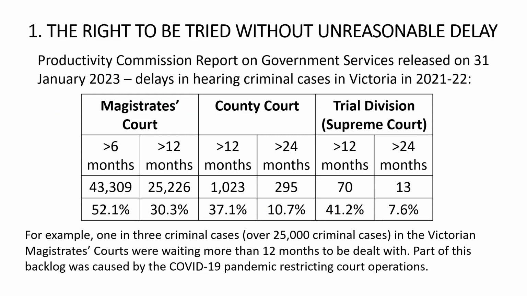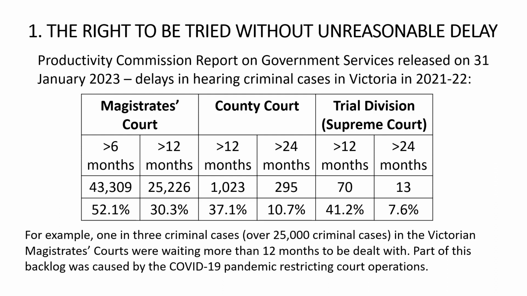As this slide shows, there are currently significant backlogs in the Victorian criminal justice system which result in accused people suffering from lengthy delays in having their cases dealt with by the courts. According to a report by the Productivity Commission released in January 2023, these delays are occurring across the Victorian criminal court hierarchy. These delays are most serious in the Magistrates' Court, where, for example, around 30% of criminal cases, that is, over 25,000 criminal cases, have been waiting for more than 12 months to be dealt with.